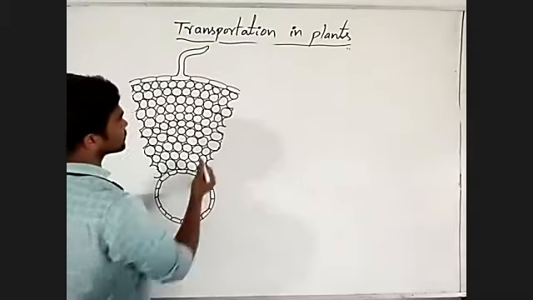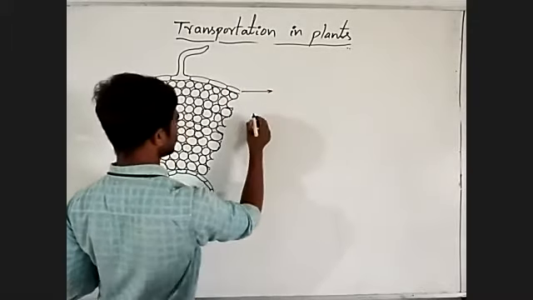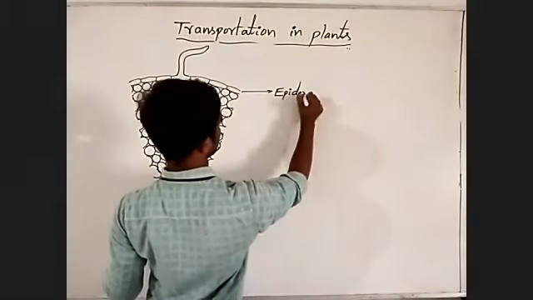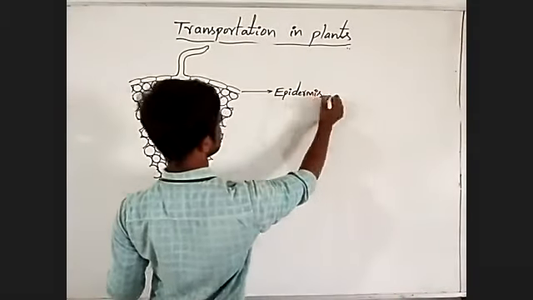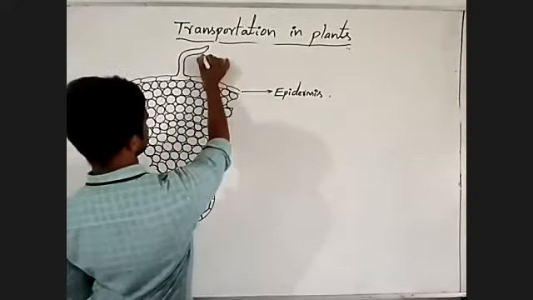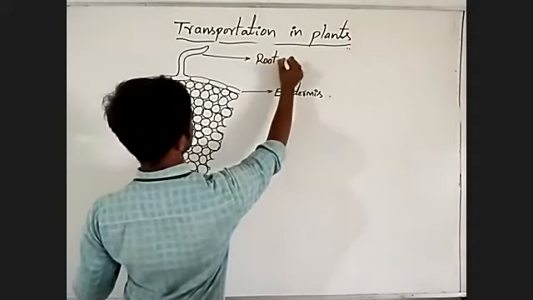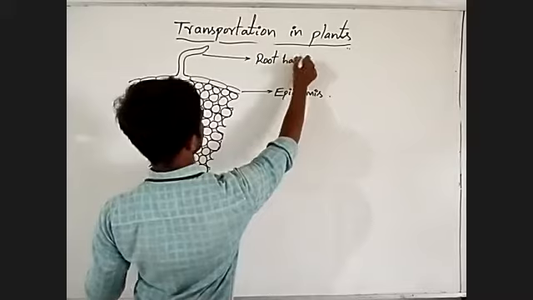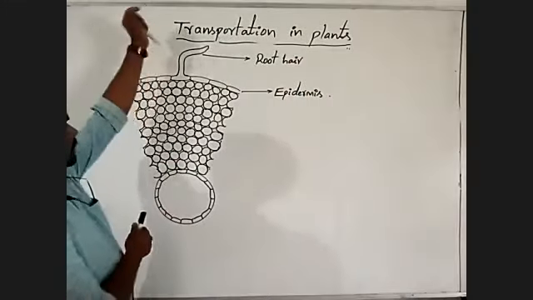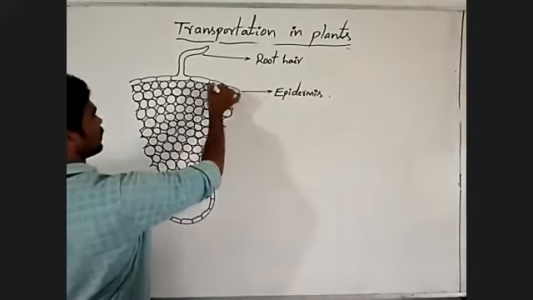Listen, the outermost layer is the epidermis. From the epidermis, root hair. Root hair originates from the epidermal cell. These are all epidermal cells.